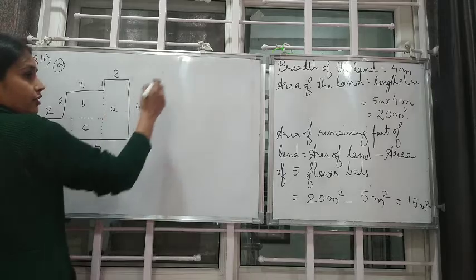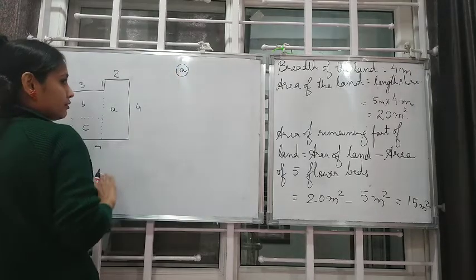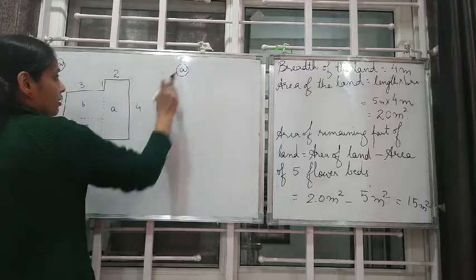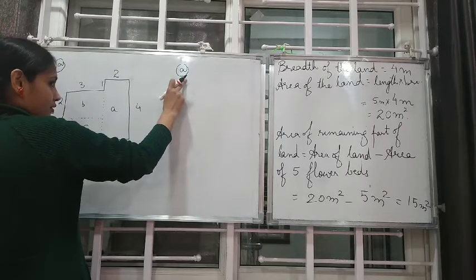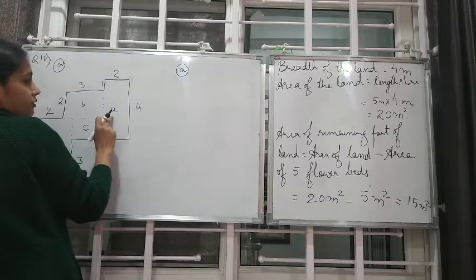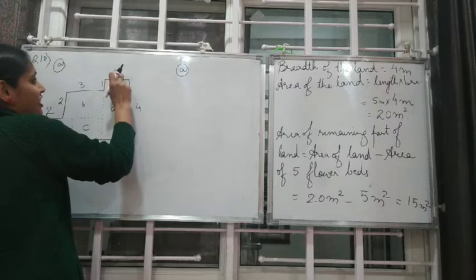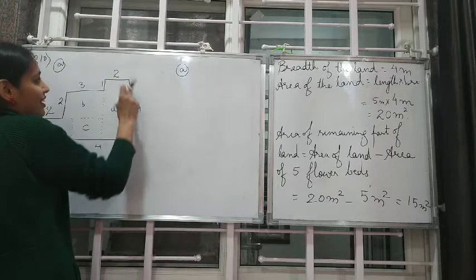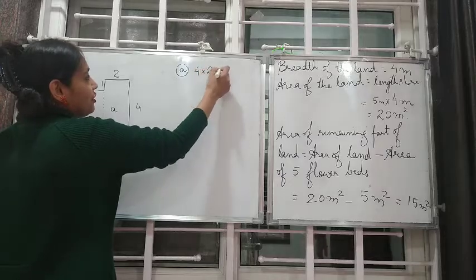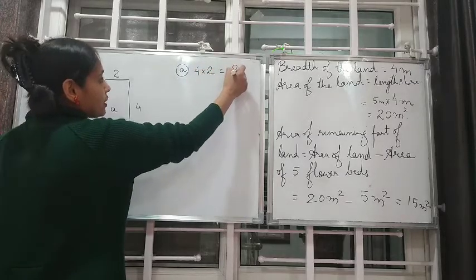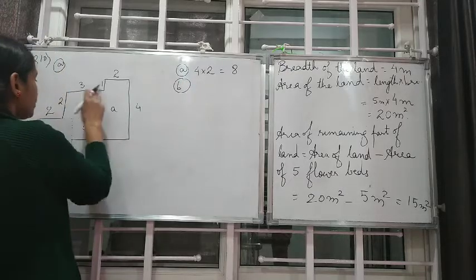So now we start with A. This is A. That is length into breadth. This is the length. This is the breadth. Length into breadth, that is 4 into 2, which is equal to 8. I think it's in centimeters. It is given. Then this is B.